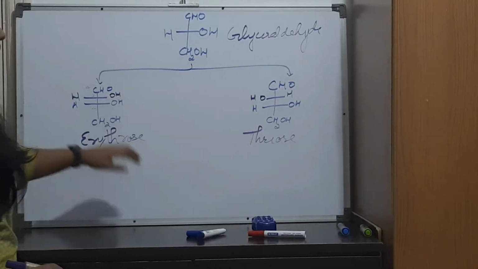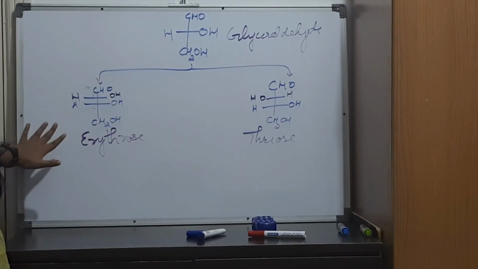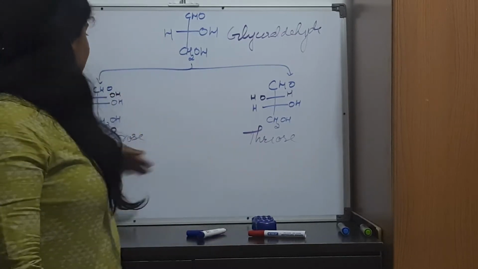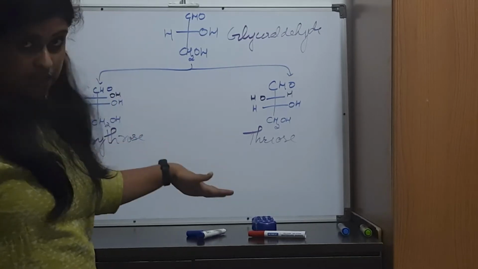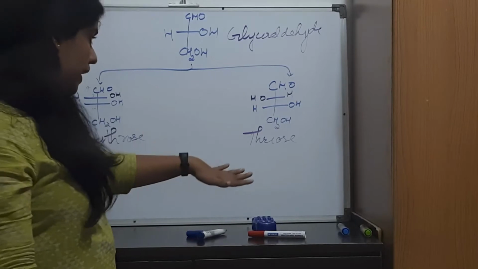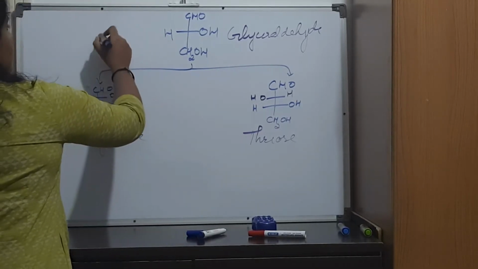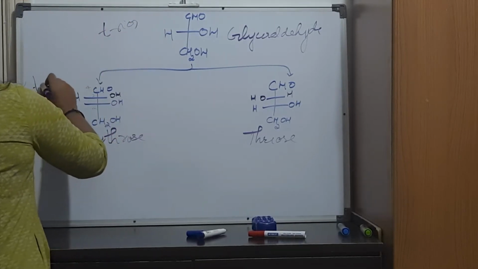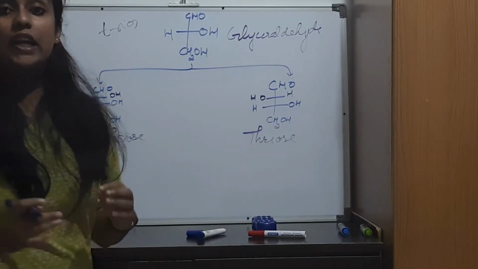From glyceraldehyde, I got two things, erythrose and threose. Both of them are D form, D-erythrose and D-threose. Now each of these can be further increased in number of carbon atoms, and we'll see what happens. We started with aldotriose and now this is the aldotetrose, right? Erythrose and threose are the aldotetroses.